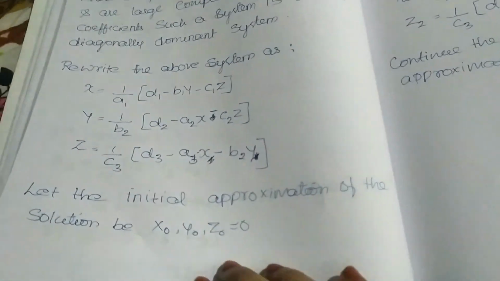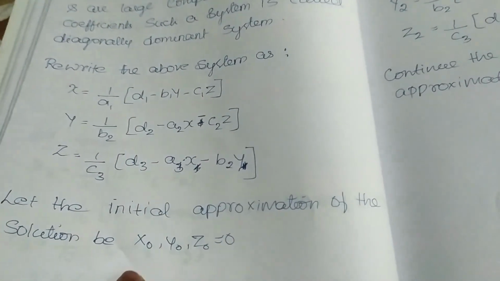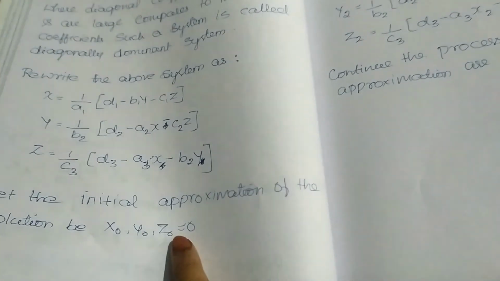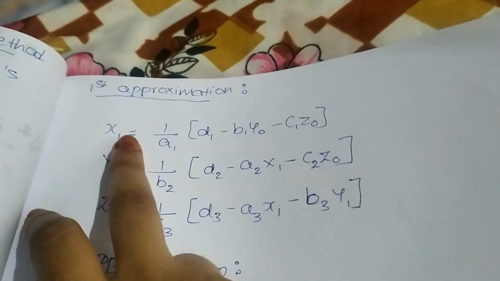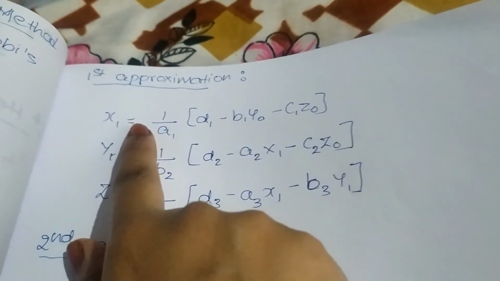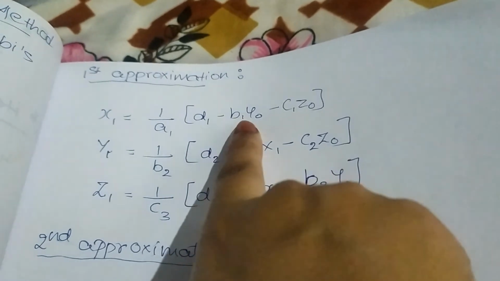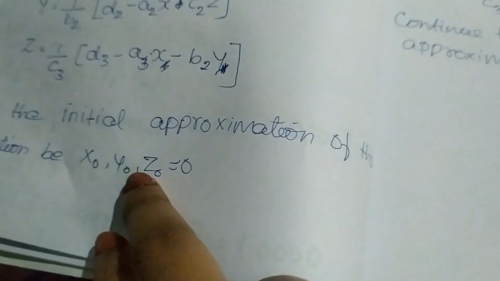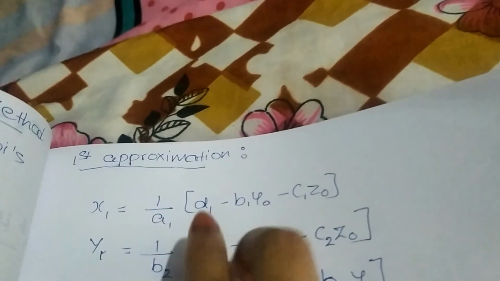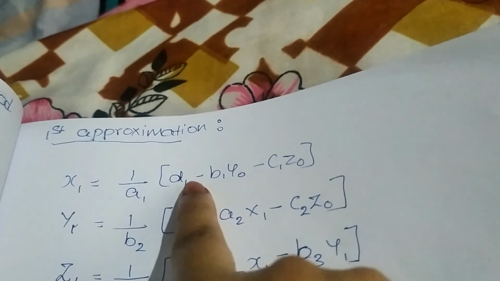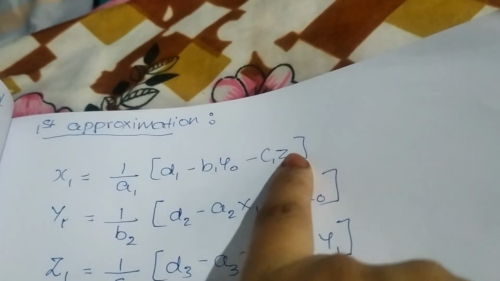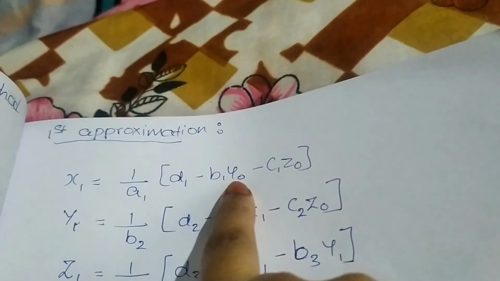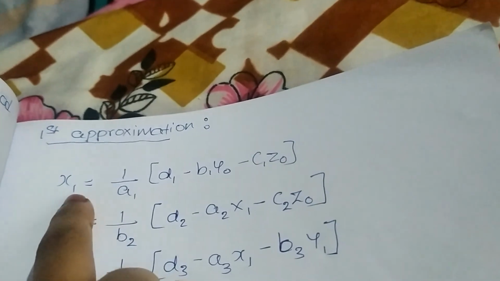Now it changes here. Let the initial approximation of the solution be x0, y0, z0 equals 0. Considering x0, y0 and z0 as 0, we apply this only for the x value, that is for the first approximation, x1 equals 1 by a1 into d1 minus b1y0 minus c1z0. We are applying y0 as 0, z0 as 0 and solving for x1.